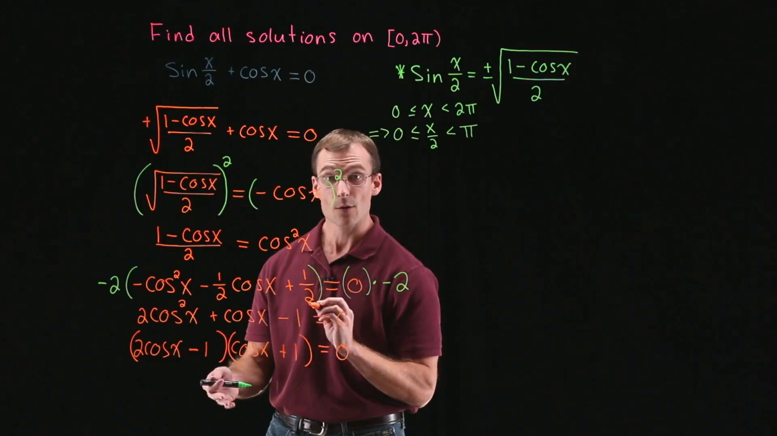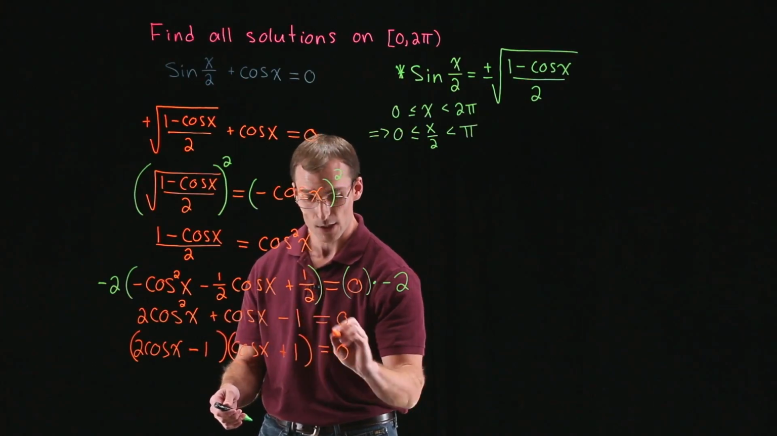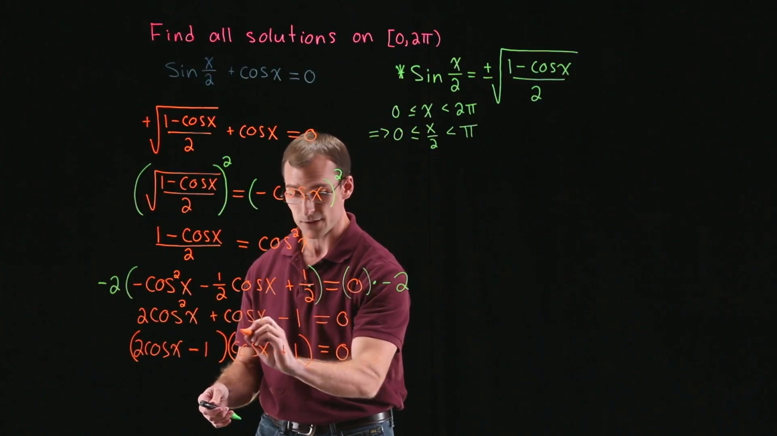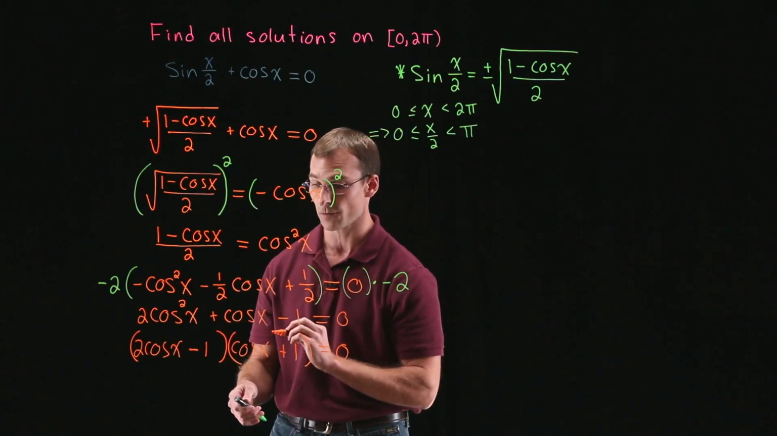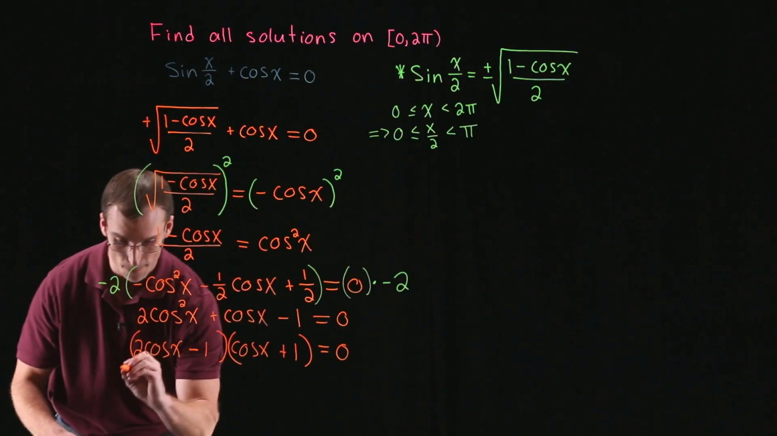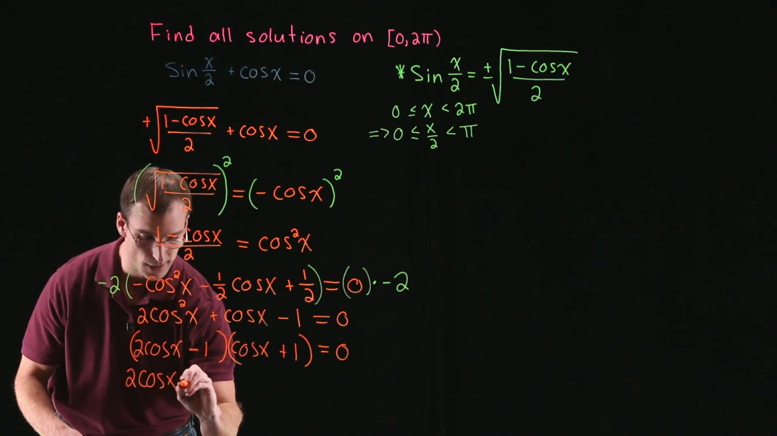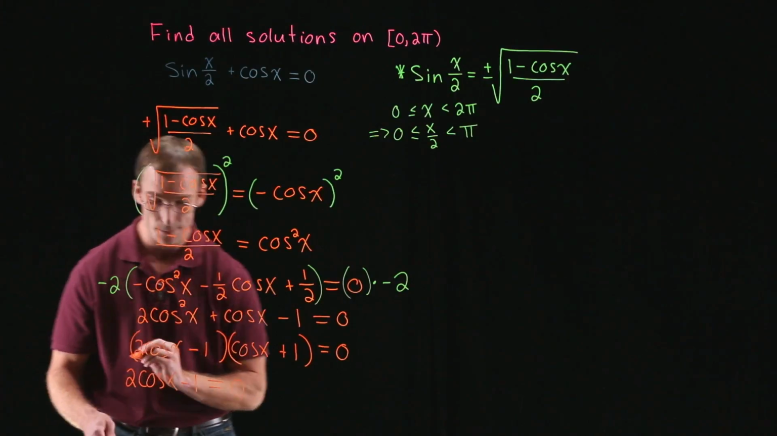Okay, now we're ready to start solving for this. So we factored this equation equal to 0, and why do we want to do that to start with? Well, whenever you have something factored set equal to 0, we can set each factor equal to 0 and continue to solve from there. So that's what we're going to do. We'll take our first factor, 2 cosine x minus 1, set that equal to 0 and solve for it.